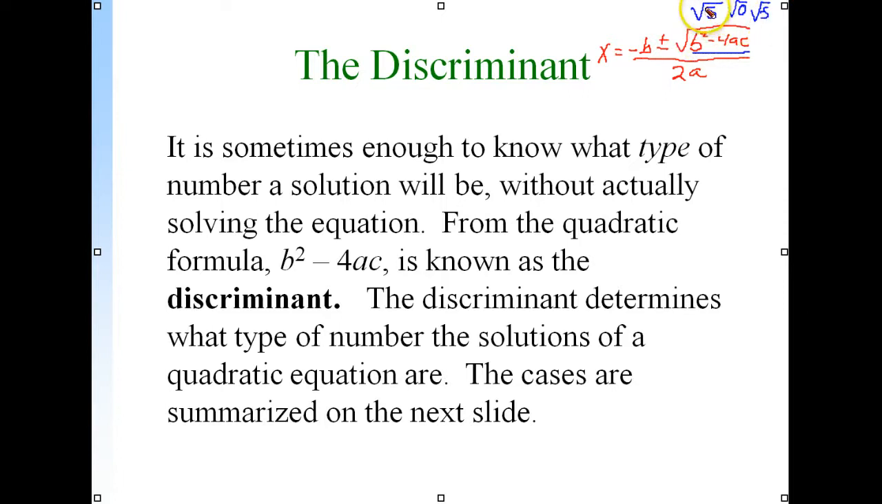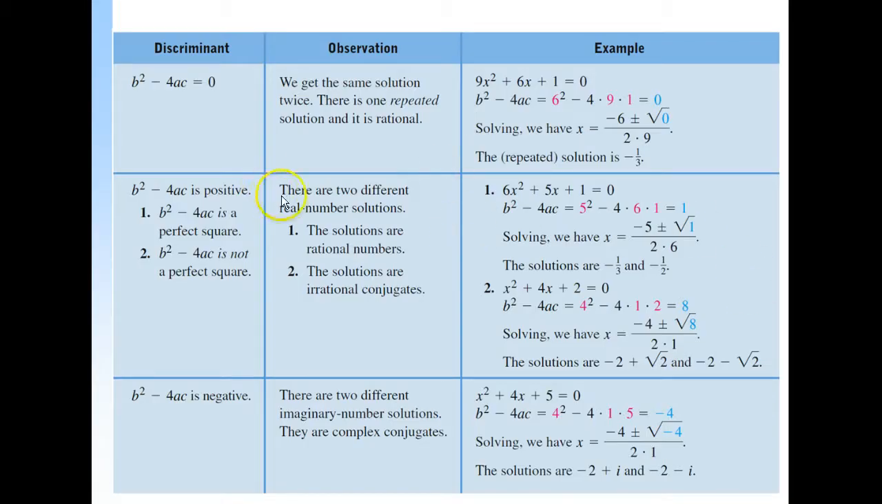Will your answers be real? Will they be just one real answer? Or will there be two imaginary, that is, complex number answers? And that's what this is about. So on this slide, we see the kinds of things they're reviewing. If your discriminant is 0, then we get the same solution in a sense twice, so it would be one solution.